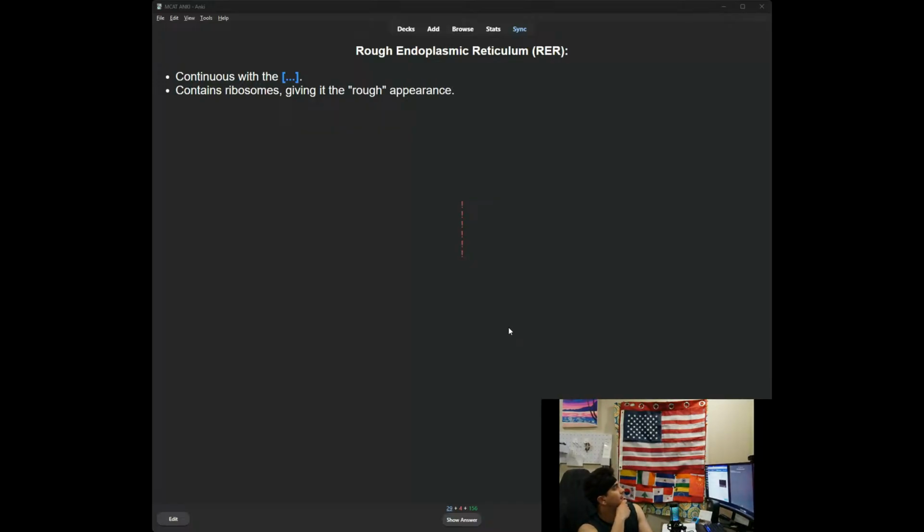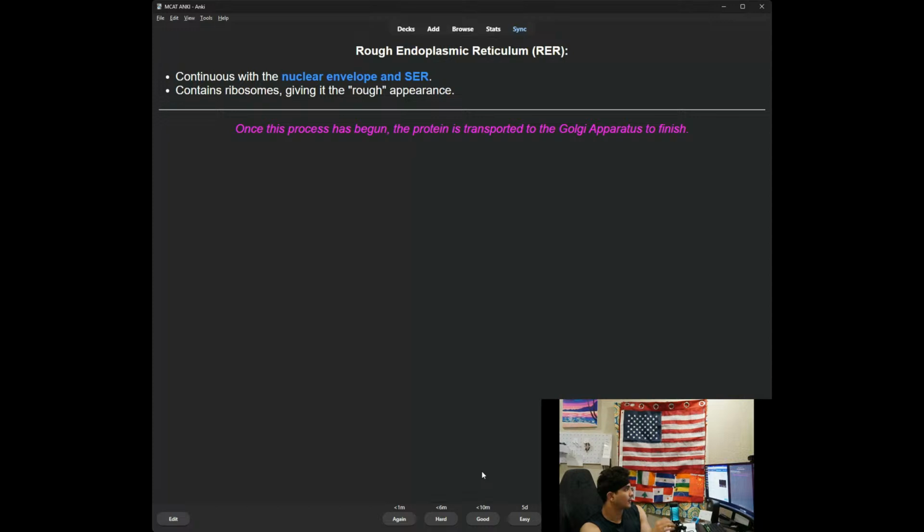Continuous with the nuclear envelope. And the smooth. I didn't know that. I guess so. Yeah, well, transported to the Golgi.